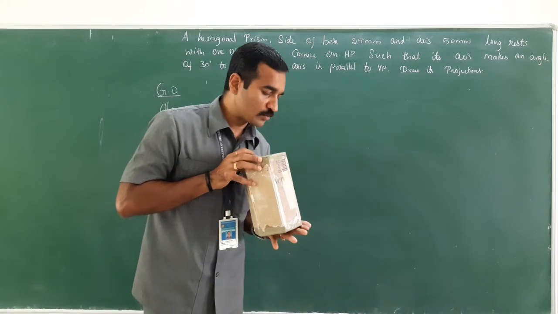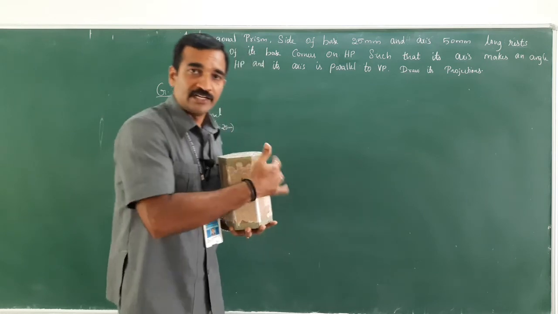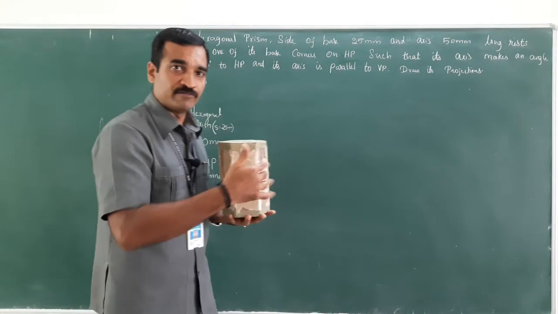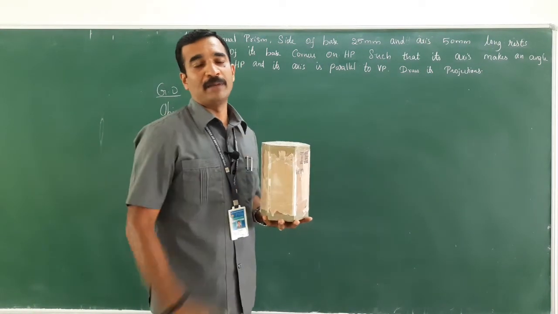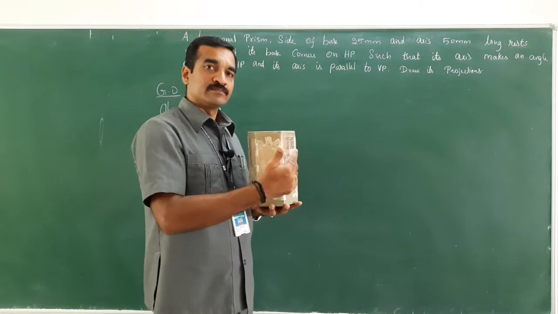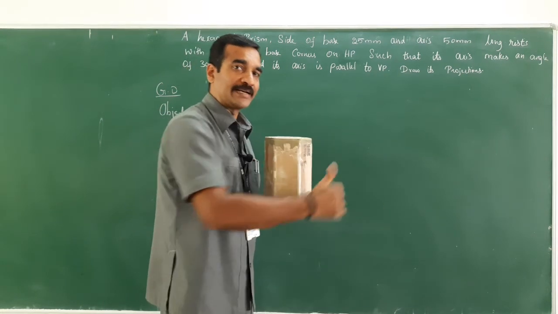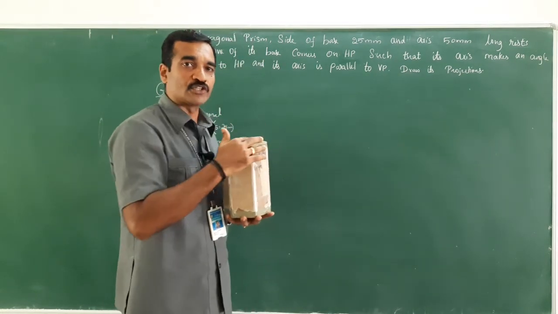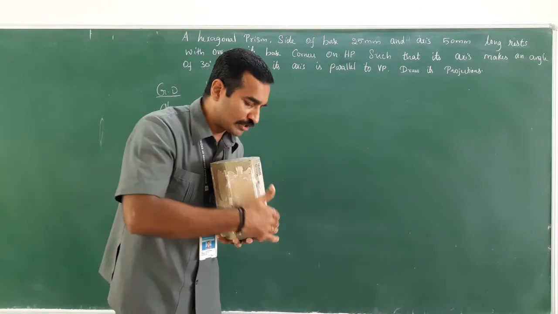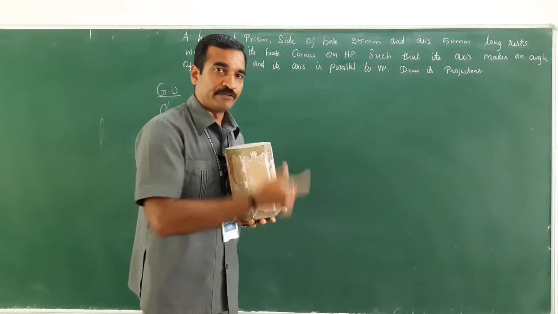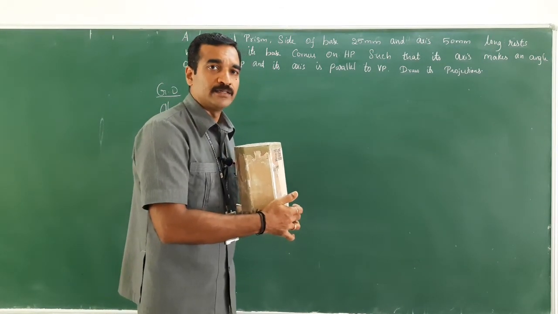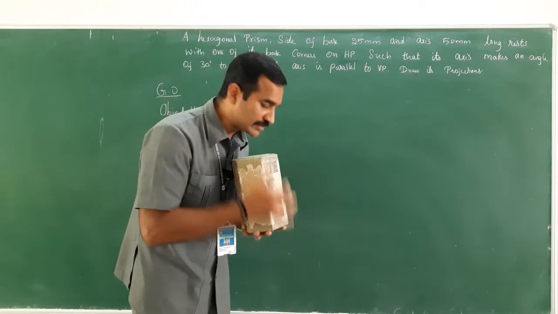So the condition should be kept on the right hand side. In the same manner as the projection of plane surfaces, where we used to keep the condition on the right hand side, similarly for projection of solids also, if it is resting on one of the sides, then that side should be kept on the right hand side. If it is resting on one of the corners, then the corner should be kept on the right hand side. So it is resting on a corner.